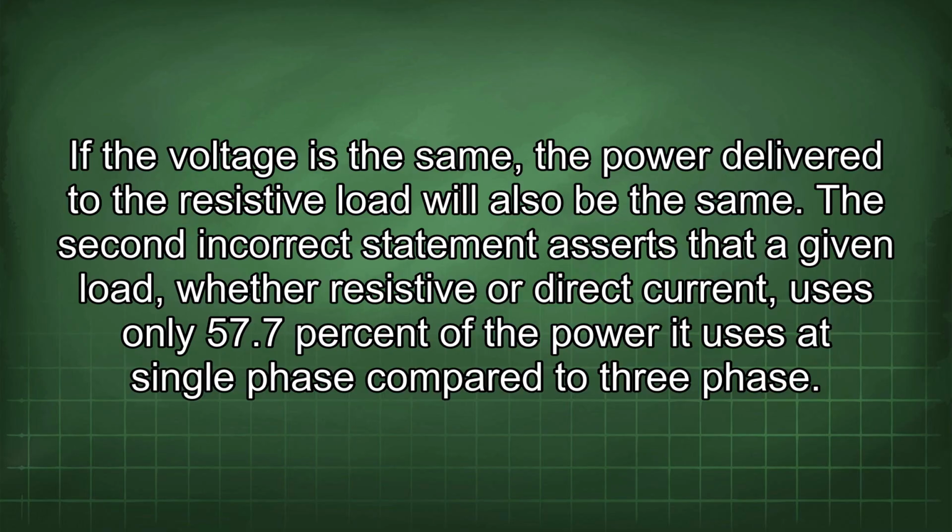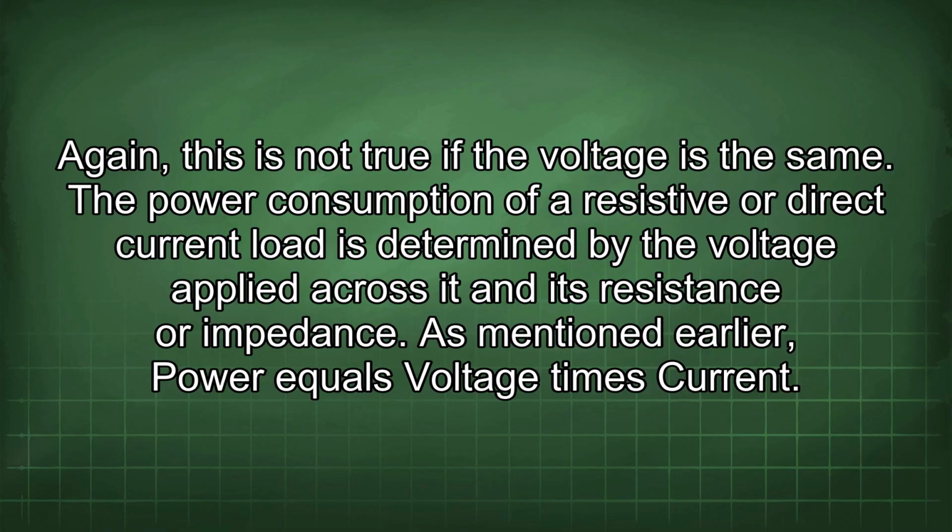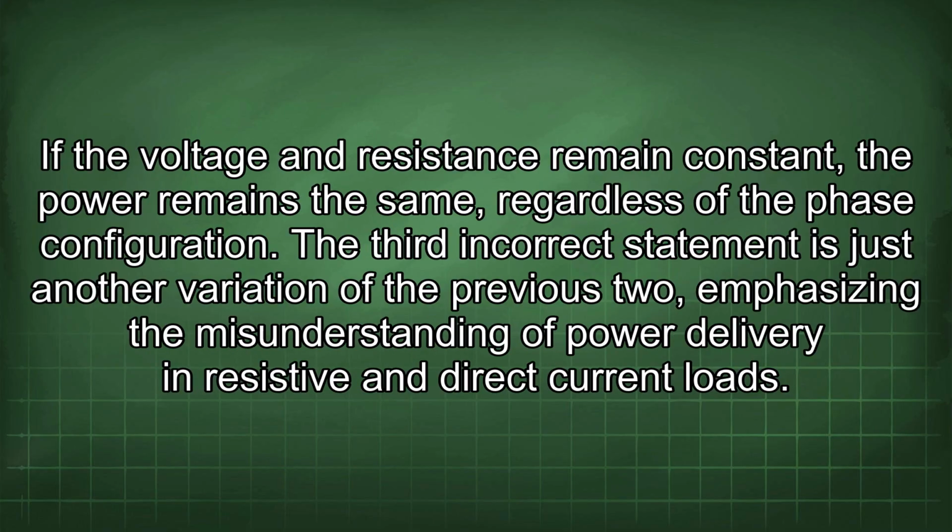The second incorrect statement asserts that a given load, whether resistive or direct current, uses only 57.7% of the power it uses at single-phase compared to three-phase. Again, this is not true if the voltage is the same. The power consumption of a resistive or direct current load is determined by the voltage applied across it and its resistance or impedance. As mentioned earlier, power equals voltage times current. If the voltage and resistance remain constant, the power remains the same, regardless of the phase configuration.